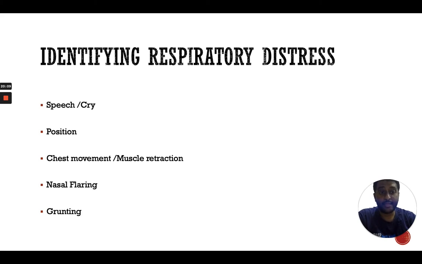Okay, grunting, again, is a very unique thing to pediatrics. This is due to a lung problem. What they essentially do is create an auto PEEP where they breathe against a closed glottis. So that will create a PEEP and then improve oxygenation.